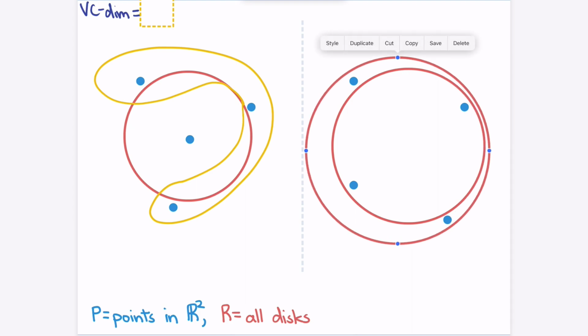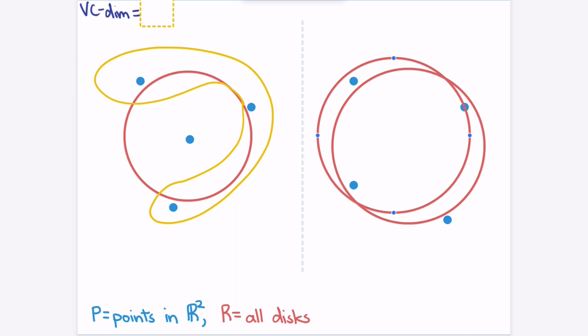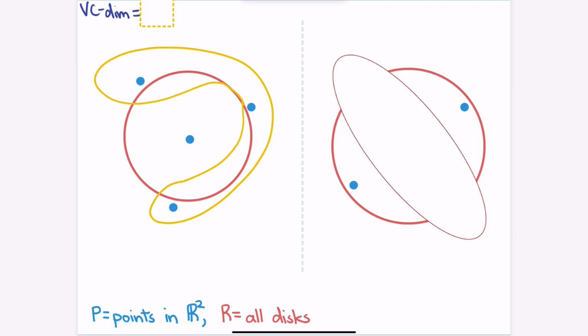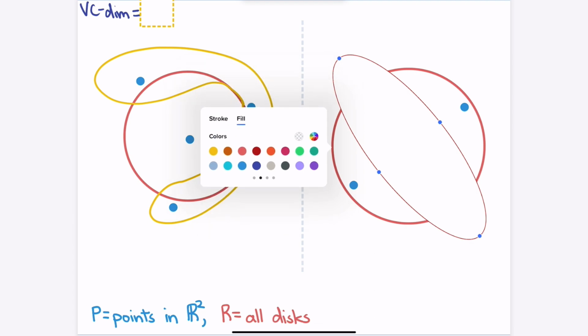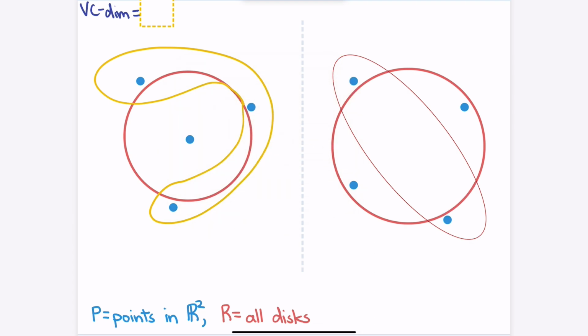Okay, but then you might say, okay, well, why does it have to be a disk? Why don't I do an ellipse, right? And it's like, well, that's a good point, but that's just a different question. You know, we can have a different question of what's the VC dimension of ellipses.